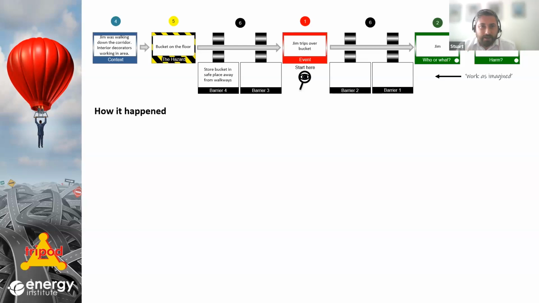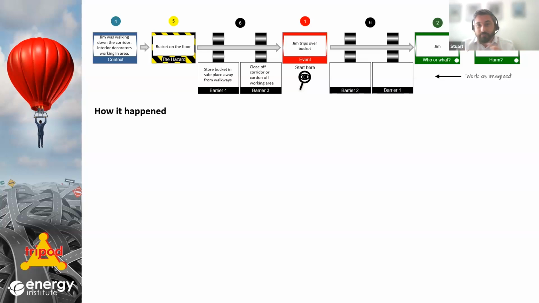So the barriers. In our simple example, I've added 2 barriers, and it's worth saying that in Tripod Lite, the barriers on the left are the preventative barriers, and the barriers on the right are the mitigations. So it's very much like bow tie, where the left side is prevention, and the right side is after the incident happens, the mitigations.